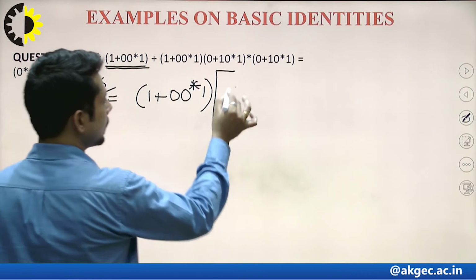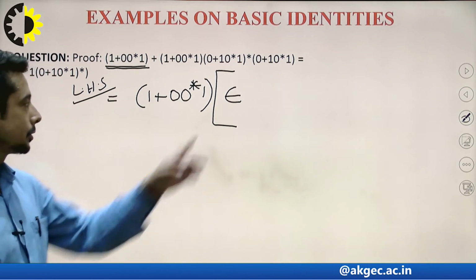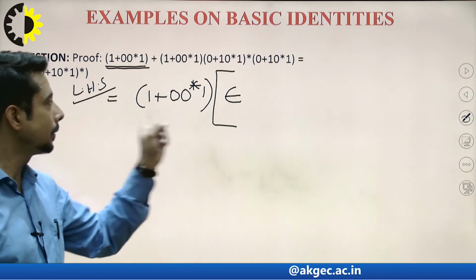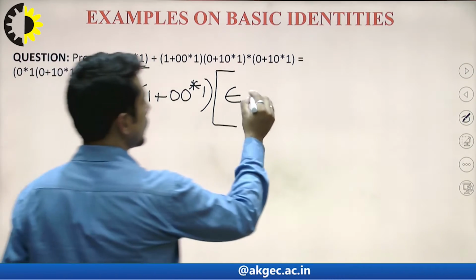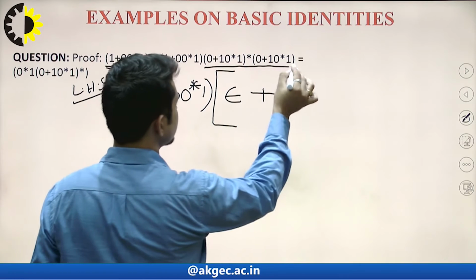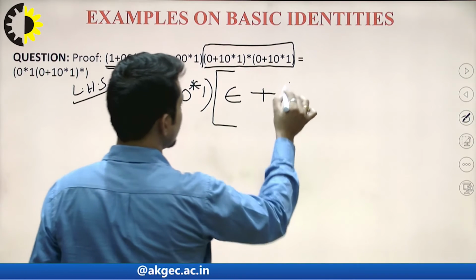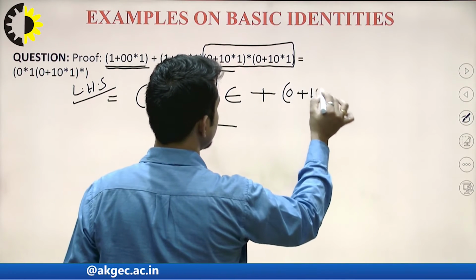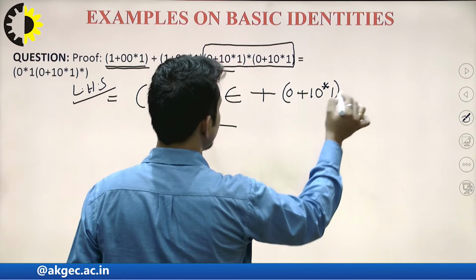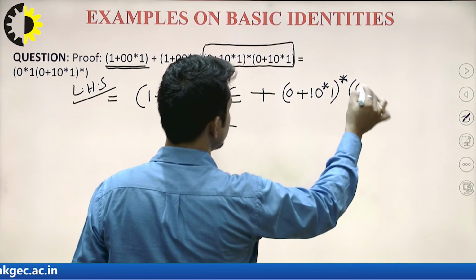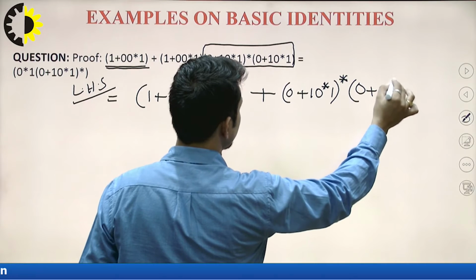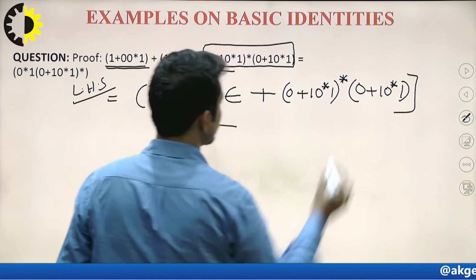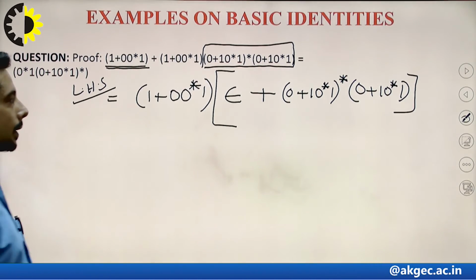This means epsilon. Epsilon means what? 1. So this into 1 will give you this expression, plus what is the result? This is the result, right? So I can write it as (0 + 10)* 1 whole star into (0 + 10)* 1. So I am done with the first initial step.